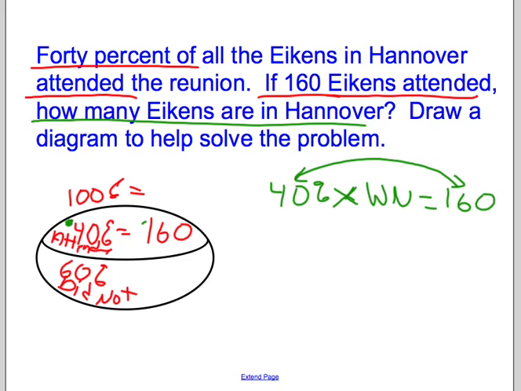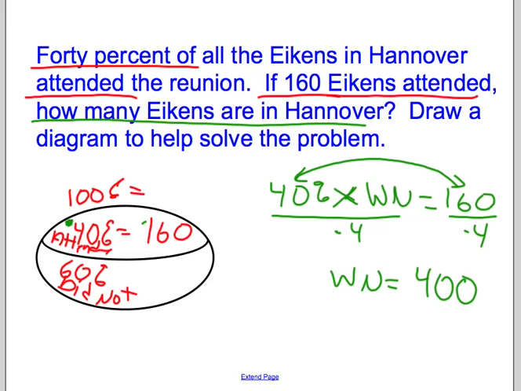Then we divide by 40%, which is 4/10. So what number is 160 divided by 4/10? That's 400. So there are 400 total Icons in Hanover. If there are 400 total Icons in Hanover and 160 attended, we can find the number that did not attend by subtracting those two. So 400 minus 160 is 240.